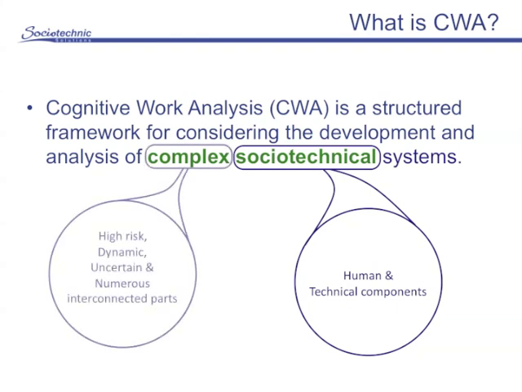By complex, we're really talking about systems with a high risk, in that when something goes wrong, it's extremely undesirable. They're dynamic in that they're constantly changing in a non-deterministic way, such that it's almost impossible to predict what's going to happen next. There's lots of uncertainty in the fact that no one in the system really has a full picture about what's going on at all stages of the system. And finally, there are numerous interconnected parts, and these interconnections are very difficult to model.